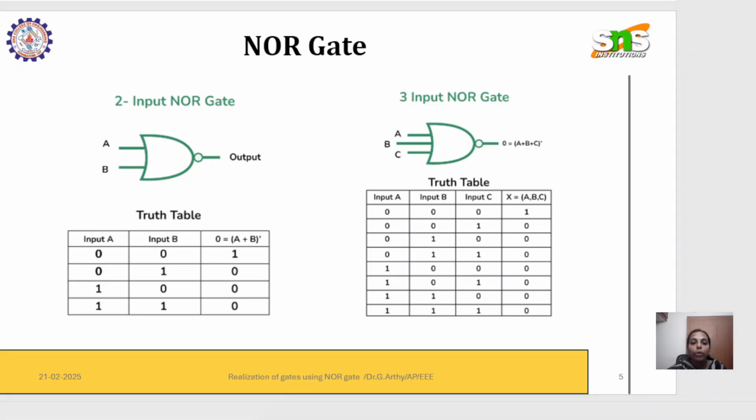So this is two input NOR. NOR is the inverse of OR. That is, if both the inputs are false, we'll be getting output. And this is three input NOR gate. Again, the case is if all the inputs are false, then we'll get the output in the case of NOR.